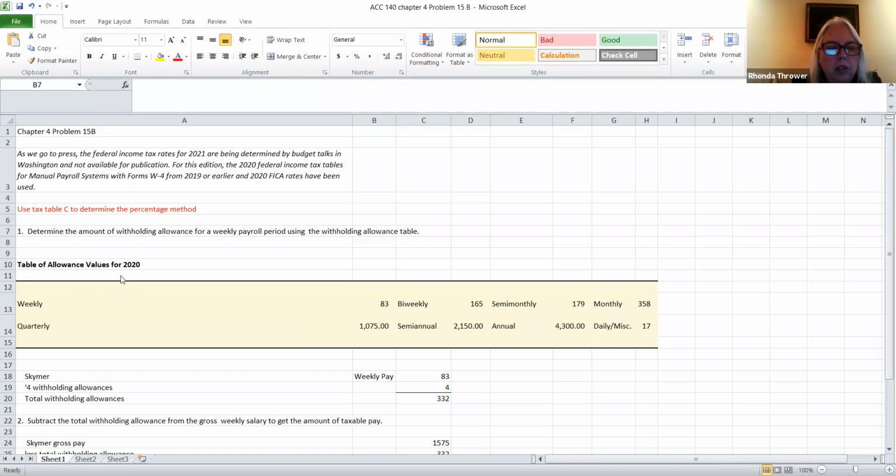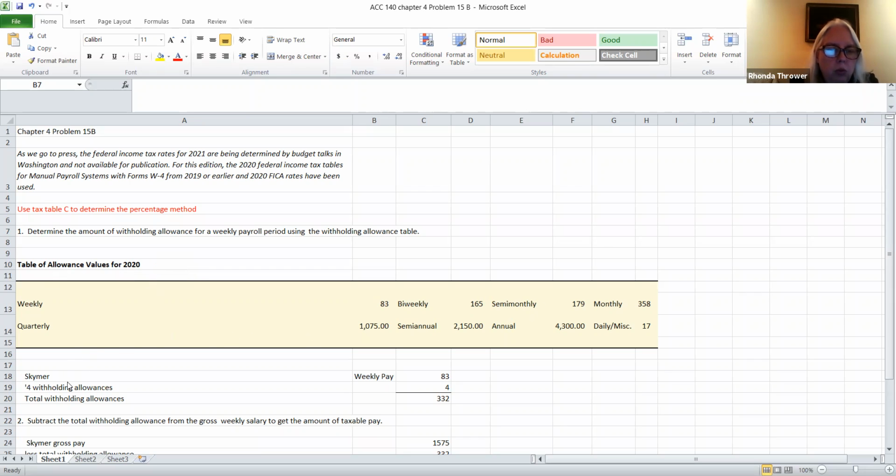These are the table of allowance values that are given to you that will help you to calculate the percentage method. This time we're not using the wage bracket method, we're using the percentage method. So we have to use tax table C to do that. So the first thing you want to do is determine what your table of allowance values are, and this will be given to you in your problem. On Cengage, you'll just click on the link that says table of allowance values, and this will pop up.